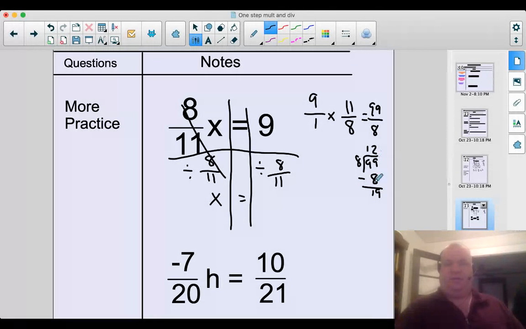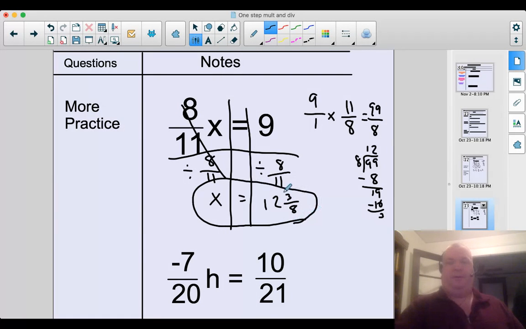Looks like it's 12 times with 3 left over. So that is 12 and 3/8. Okay, so if I think about plugging that in, this again is less than 1. So if I multiply 12 and 3/8 by something less than 1, I'll get something less than 12 and 3/8. 9 seems to be about right.